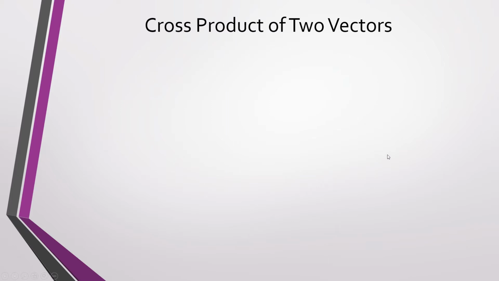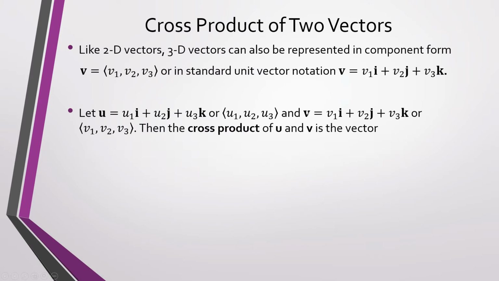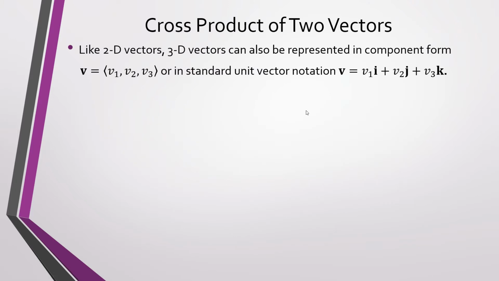So the cross product of two vectors, go back a second. Let me remind you. Like two-dimensional vectors, three-dimensional vectors can also be represented in multiple ways. The primary ways that you're going to see is component form with the angle brackets: vector v is equal to angle bracket v sub 1, comma v sub 2, comma v sub 3, where those are your x, y, and z components. Or we can use that linear combination form, the standard unit vector notation, where v is equal to v sub 1 i plus v sub 2 j plus v sub 3 k.